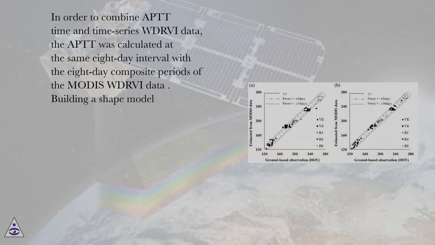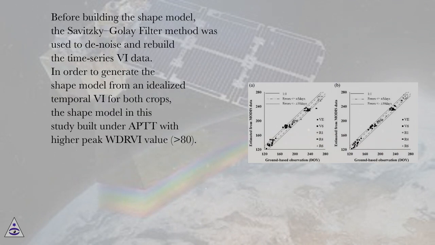Building a shape model. Before building the shape model, the Savitzky-Golay filter method was used to denoise and rebuild the time series data. In order to generate the shape model from an idealized temporal Y for both crops, the shape model in this study was built under APTT with higher peak WDRVI value, greater than 80.